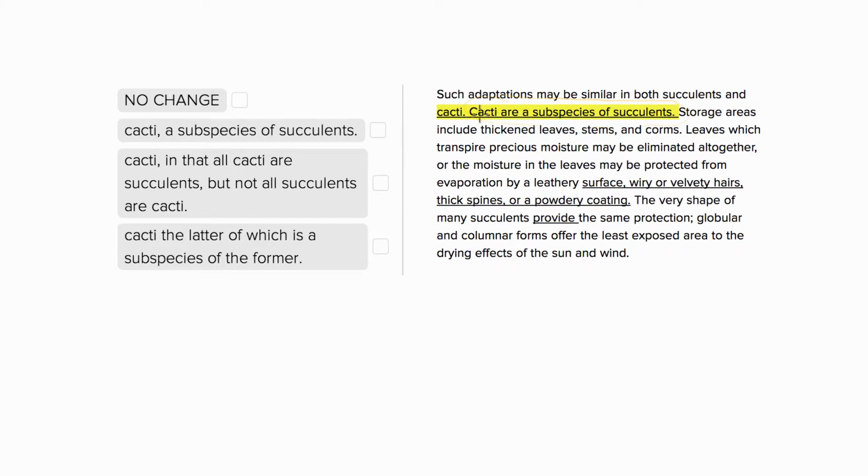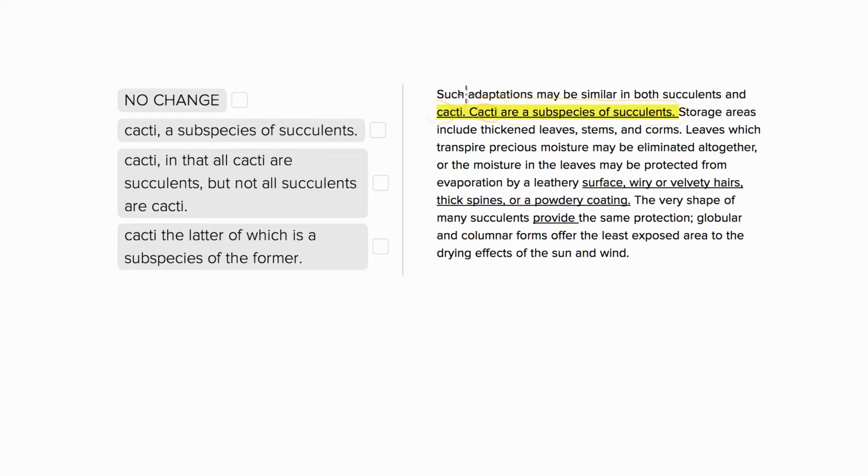Unless you believe that it's important to note that cacti are a subspecies of succulents, which the author apparently believes that it is. Now, if that's the case, it's somewhat redundant to say cacti and then cacti again, and to put this in a separate sentence. Also, it leaves some confusion about whether cacti are equal to succulents or subordinate.